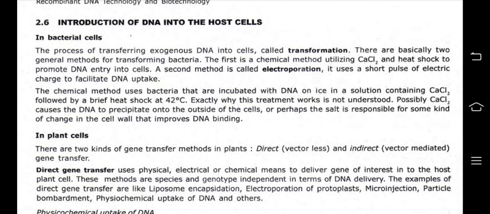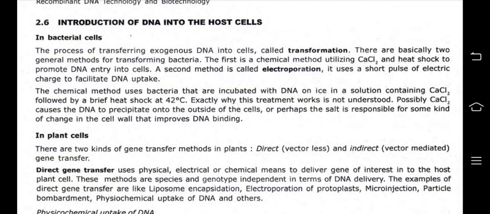First is a chemical method utilizing CaCl2, calcium chloride, and a heat shock to promote DNA entry into cells. The second method is called electroporation. It uses a short pulse of electric charge to facilitate DNA uptake.